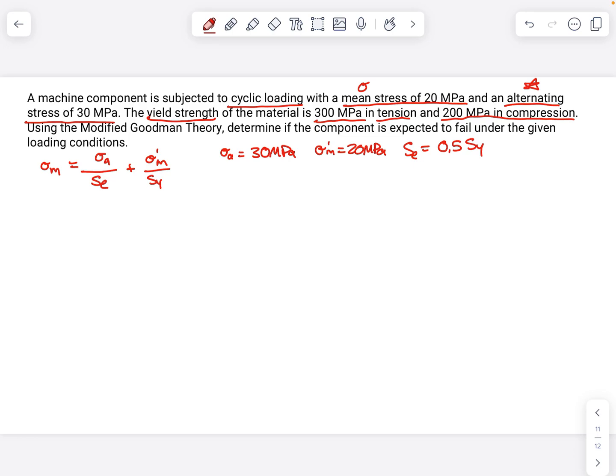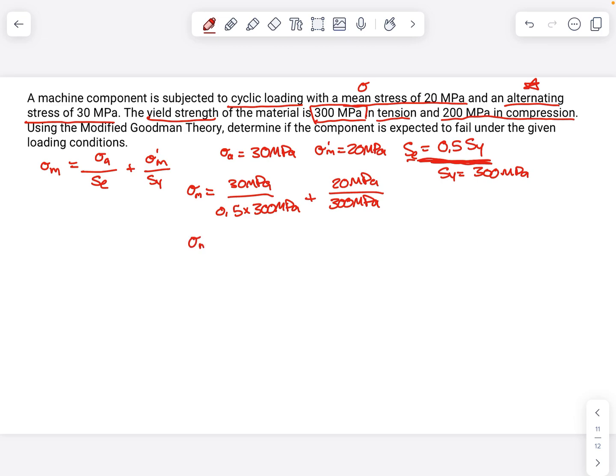Now, looking at this equation, you plug in your endurance limit, and you're left with all the variables of this problem. So you just have to find the equation. So we're going to do a little substitution in here. 30 megapascals divided by, we know that SE is 0.5 SY. And we know that our SY, which is our yield strength, is 300 megapascals. So we're going to plug that into the bottom of our equation here, plus 20 megapascals over 300 megapascals.